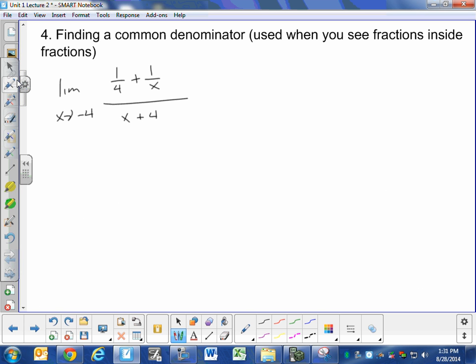Last technique is finding a common denominator. Used when you see fractions inside of fractions. So it says find the limit as x approaches negative 4 of 1/4 plus 1 over x divided by x plus 4.